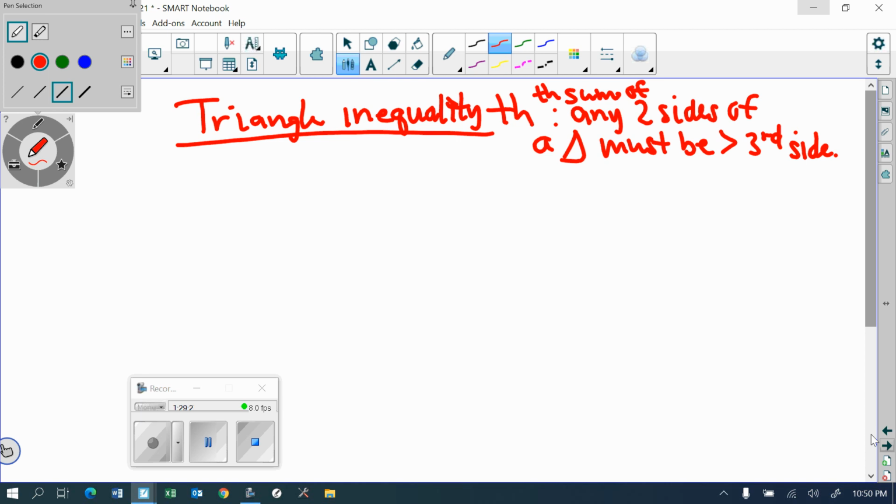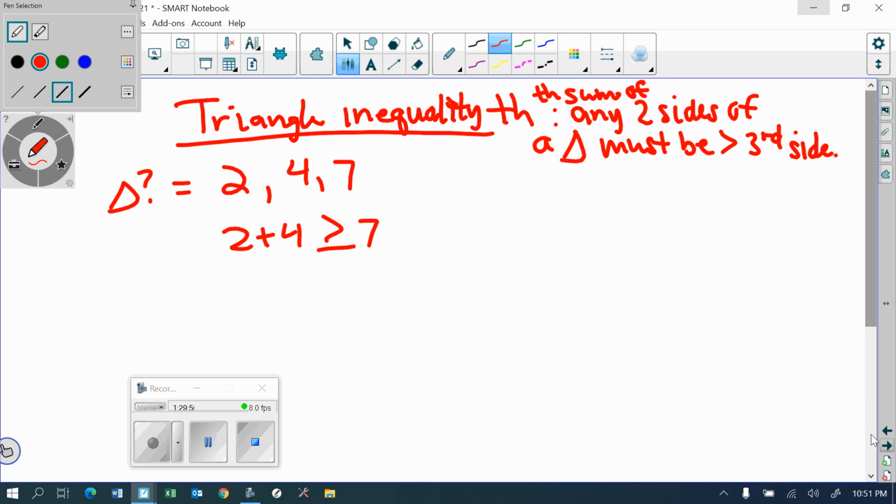So example, question: can this be a triangle? The lengths 2, 4, 7. Can those three side lengths be the sides of a triangle? Well, all I have to do is take the two smallest. Does 2 plus 4, is that greater than 7? Because remember, the sum of any two.